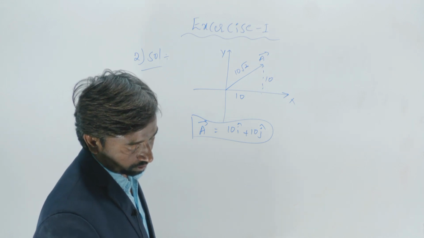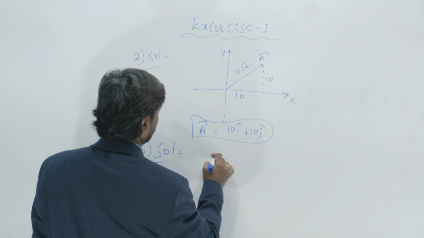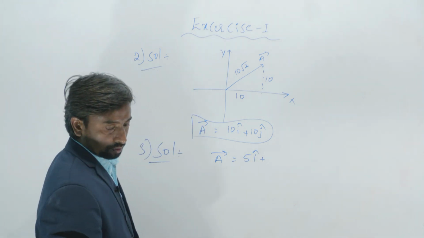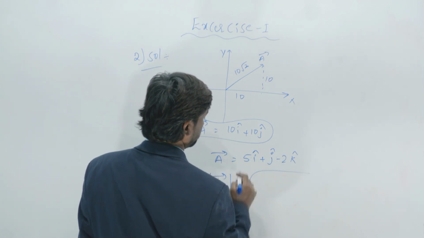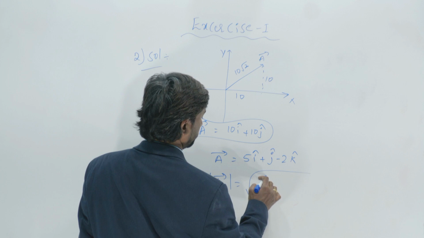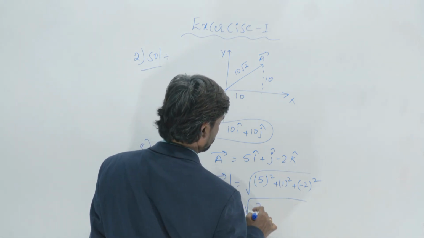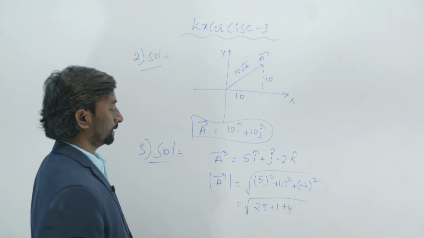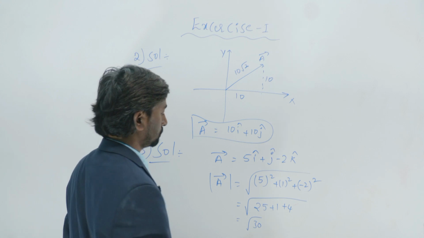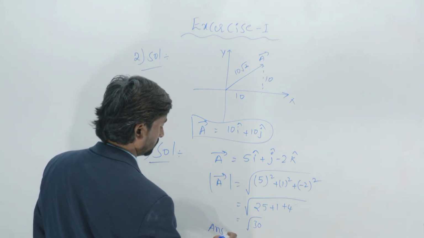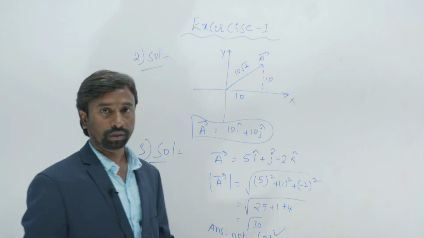And third one, the magnitude of the vector 5 i cap plus j cap minus 2 k cap. What is the formula for the magnitude of the vector? The modulus of this vector is the square root of 5 square plus 1 square plus minus 2 whole square. This is 25 plus 1 plus 4. How much do you get? It is root 30. So root 30 will be the answer. Option 2, sorry, option 2 is the right answer.